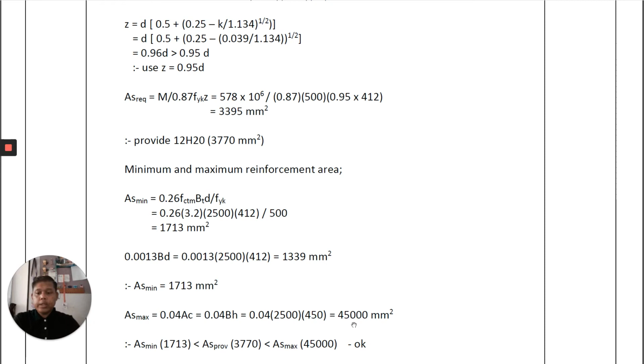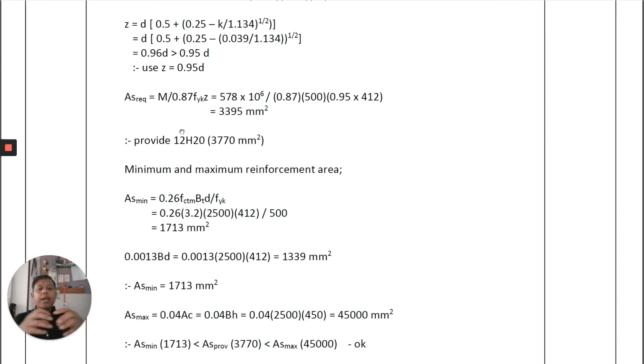Therefore, if you have a look, the range between the minimum and the maximum reinforcement area provided is quite big. Why does it happen? Because we are allowed to provide large numbers of reinforcement for foundation. Although the requirement is only 3395 millimeter squared, then we may provide bigger than this, 12H20. If, for example, you would like to provide 20H20, it's okay because it will not be given a justification, it will be over design of the section.